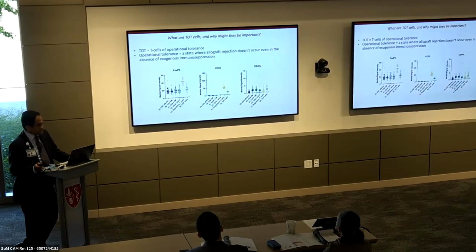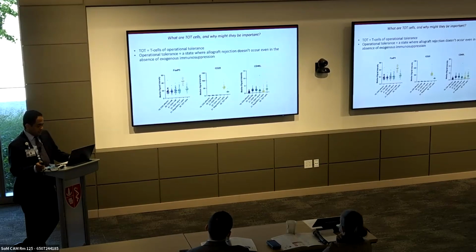So what are TOT cells? Well, they're a subpopulation of T cells that was first identified in 2016 by our group as being more abundant in liver transplant recipients that had achieved a state of operational tolerance. In other words, these are individuals who don't develop rejection even if they aren't receiving exogenous immunosuppression. This suggests that these TOT cells may actually function as sort of an endogenous immunosuppressive mediator of immune function in these patients.